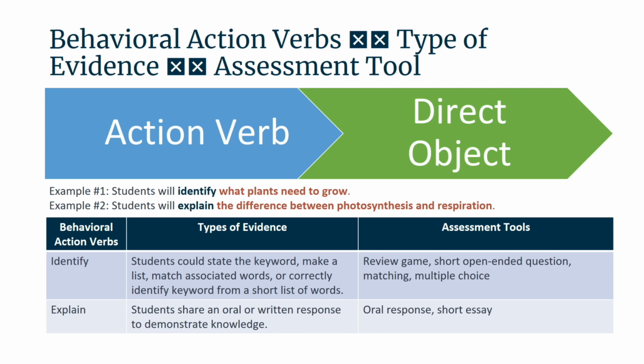These are assessment tools. It could be a review game, short open-ended question, matching, or the use of multiple choice items. Now let's take a look at example number 2. The action verb is to explain. The evidence is that students would share an oral or written response to then demonstrate the knowledge. This could be done through an oral response or through a short essay. Hopefully this is a good example, or a couple examples, that show you how to use the alignment of your learning objectives, the types of evidence that will be generated as you then use assessment tools to gather the evidence.